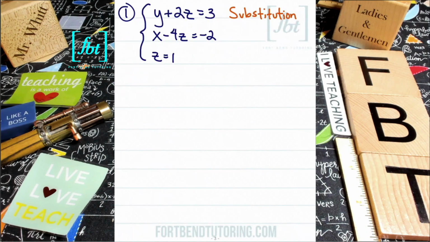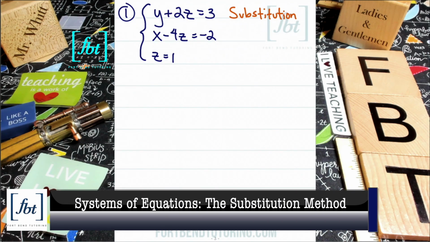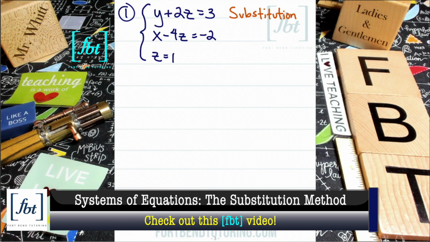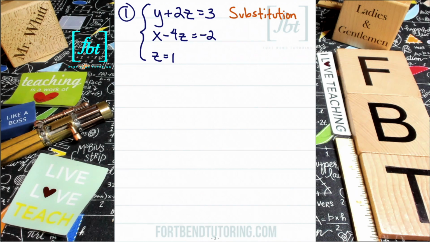Let's go ahead and move on into problem number 1, where you want to first of all identify the fact that this is ideal for the substitution method. Why? Because they've already solved one of the variables for you. You already know what z is, my friends. You know that z equals 1, right? So let's just use this to solve the system of equations.